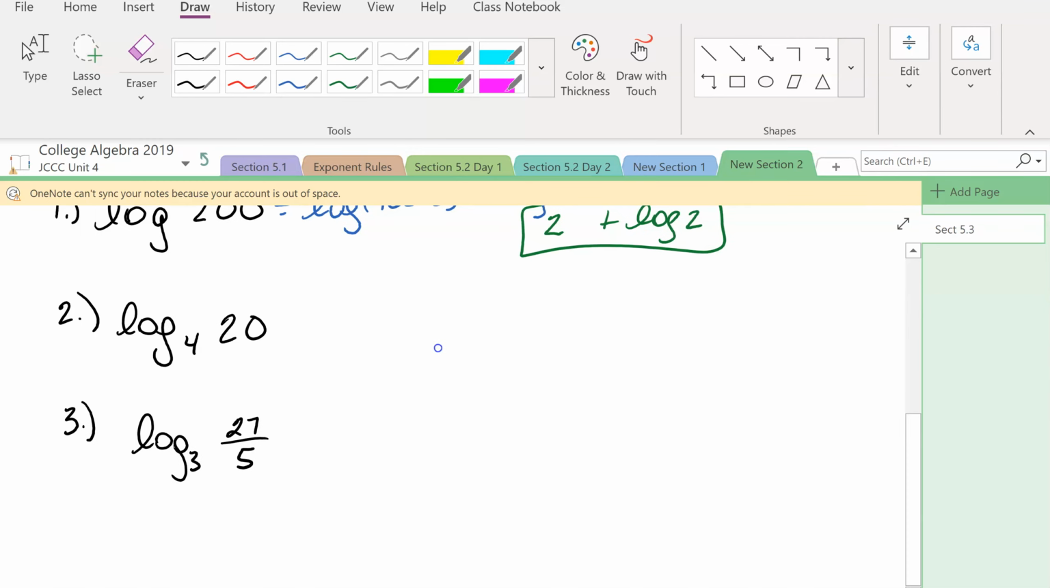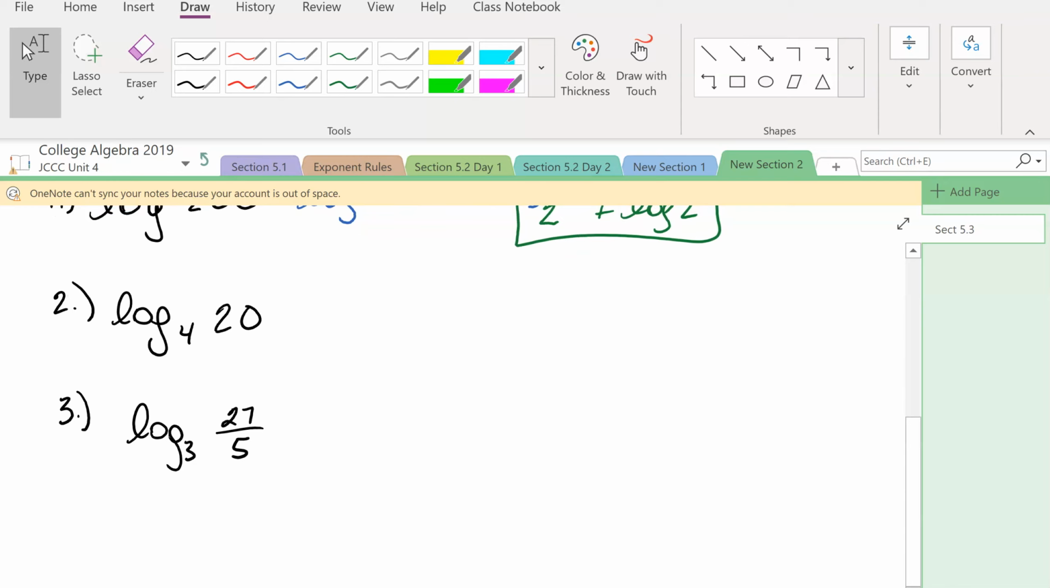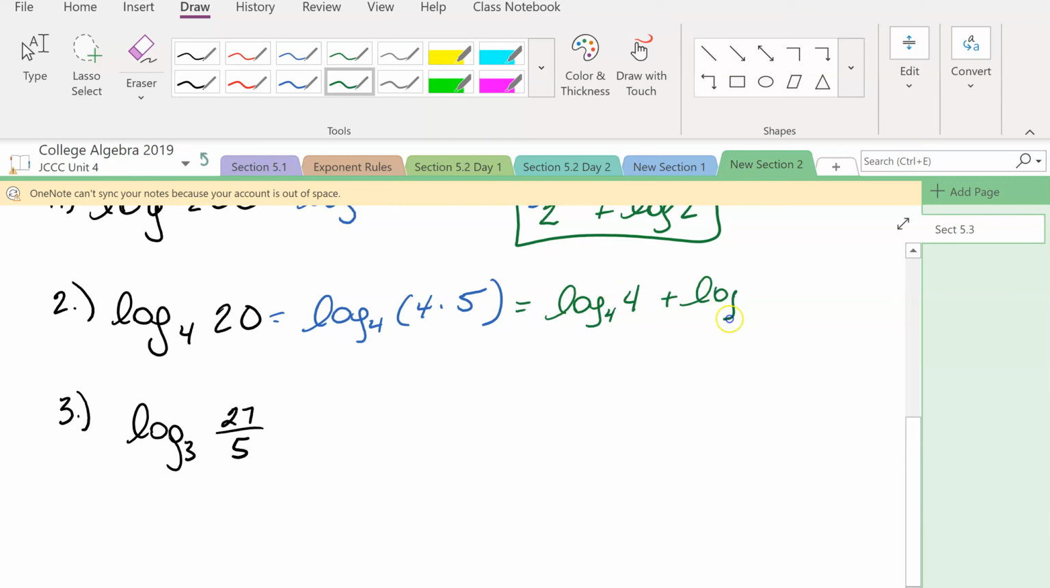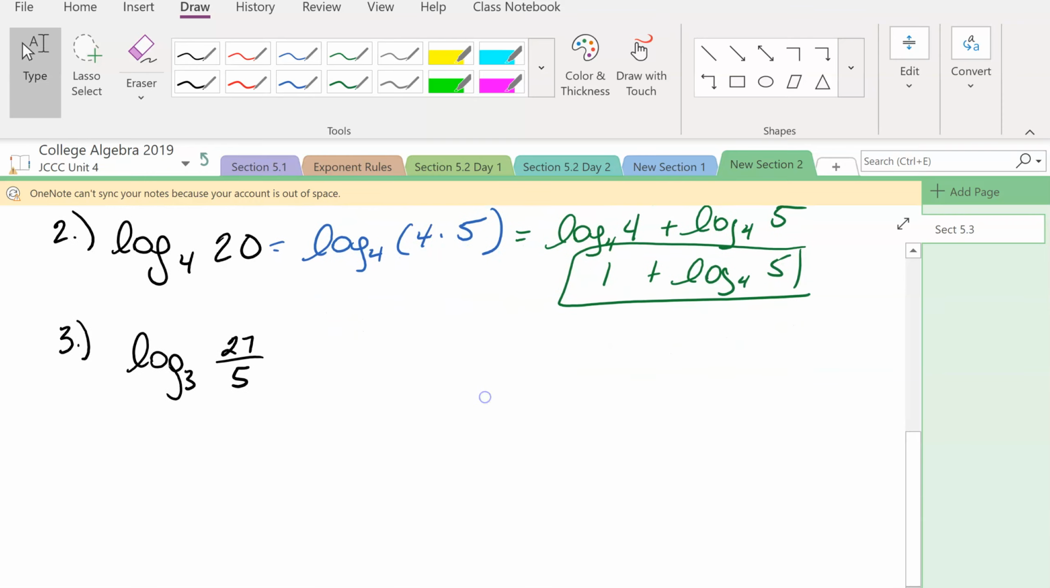Now let's look at number 2. Log base 4 of 20. So think of a power of 4 that we can put into 20. Well, 4 times 5 is 20. So we could write that as log base 4 of 4 times 5. Well, now we can split that up: log base 4 of 4 plus log base 4 of 5. Well, log base 4 of 4, that's 1, plus log base 4 of 5. Well, okay, that's done then. Okay, so pause and see if you can do number 3.